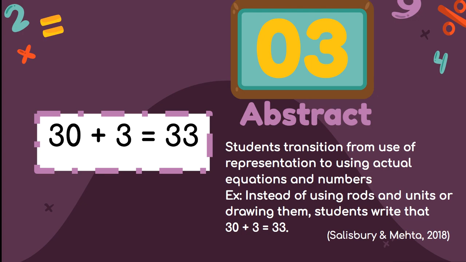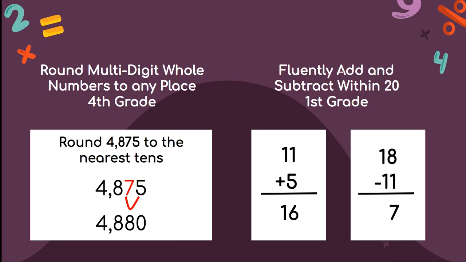So using the same type of question, being able to represent 33, in the abstract phase, instead of either using physical base 10 blocks or drawing base 10 blocks, they're going to write an equation or a number sentence like 30 plus 3 is 33, understanding that 3 tens and 3 ones equals 33.